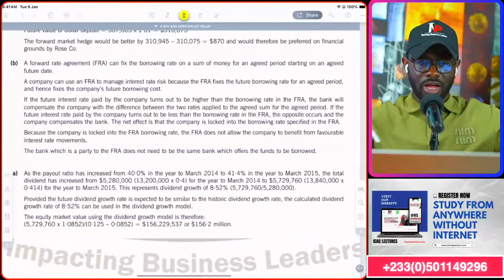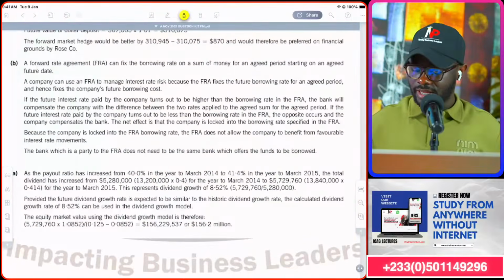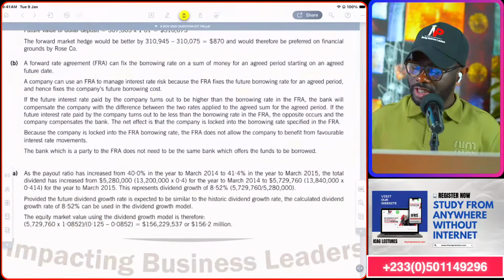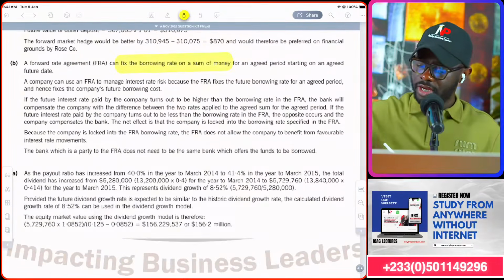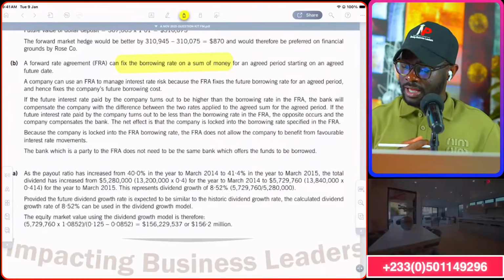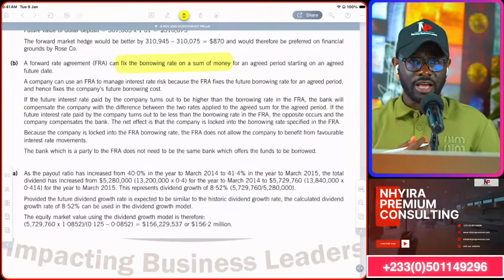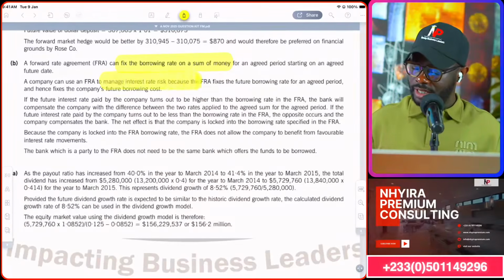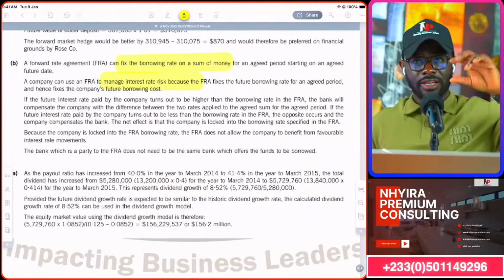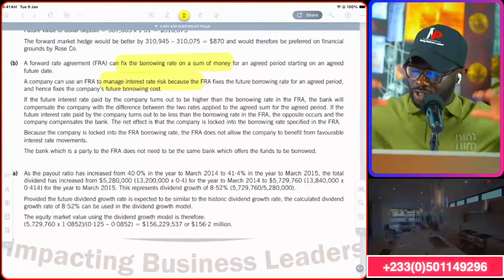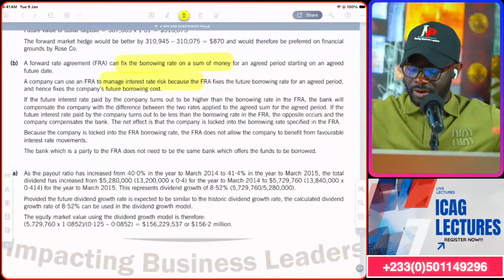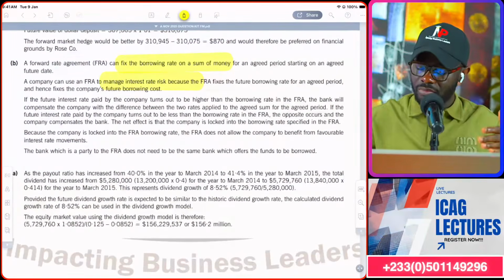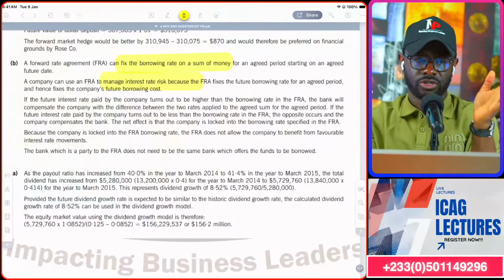So some one-liner definitions for the highlights, then we go. The forward rate arrangement can fix the borrowing rate on a sum of money for an agreed period starting on an agreed future date. So the company can use this to manage its interest rate because the FRA fixes the future borrowing rate for an agreed period and hence fixes the company's future borrowing cost.